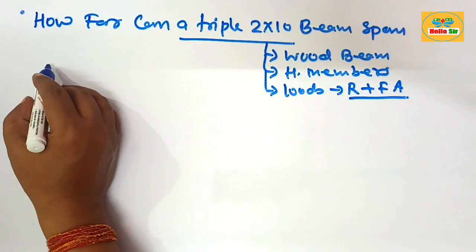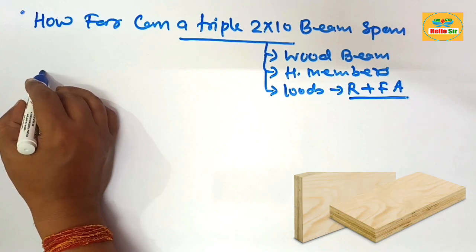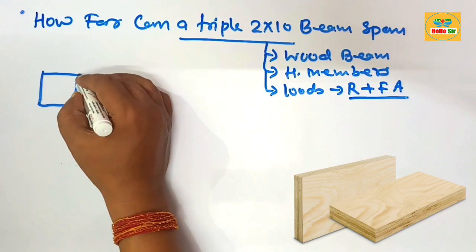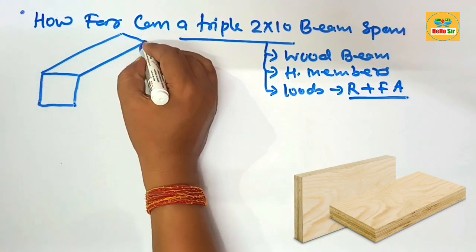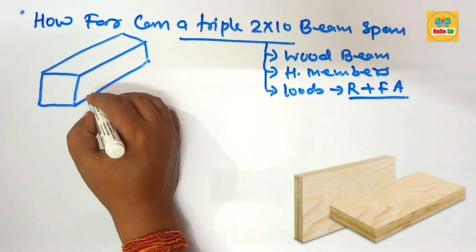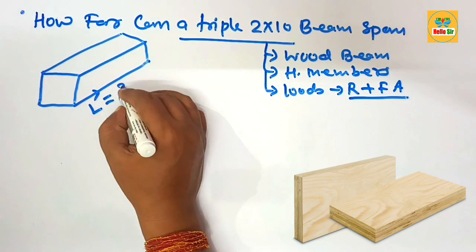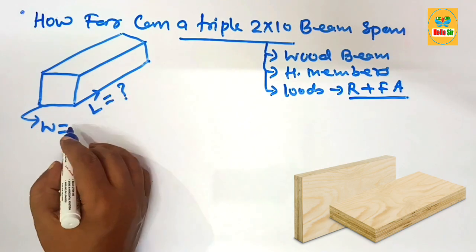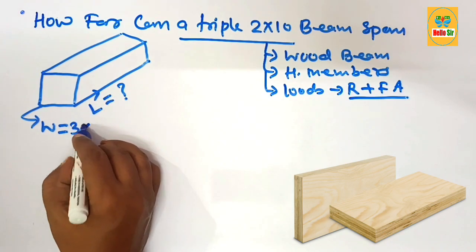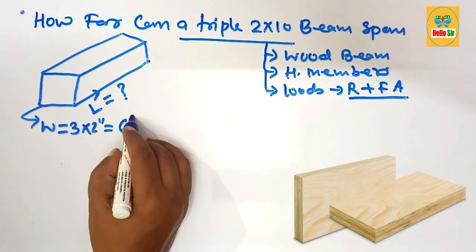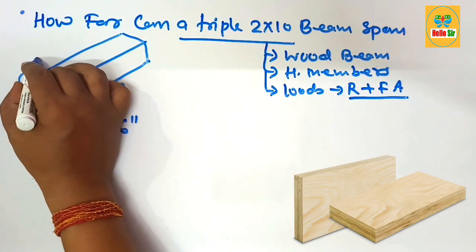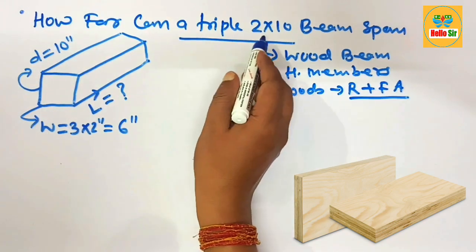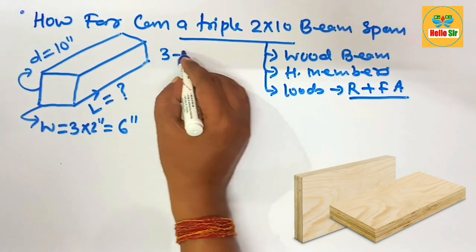First, we make a rough diagram to understand the different dimensions of this wood beam. This is the length of the span you have to figure out, and this is the width section of the wood beam, which is triple ply, meaning 3 × 2 inches, which equals about 6 inches, and this is the depth section of the beam, which is about 10 inches.